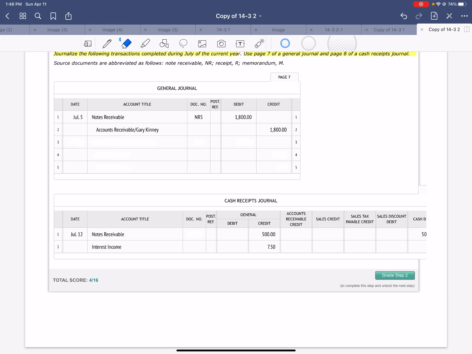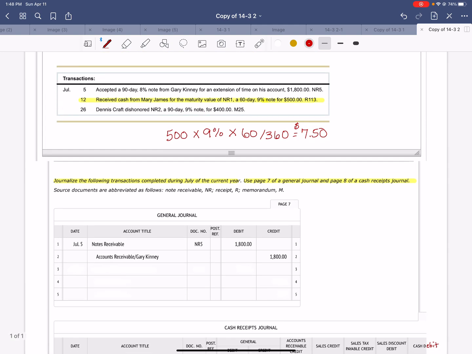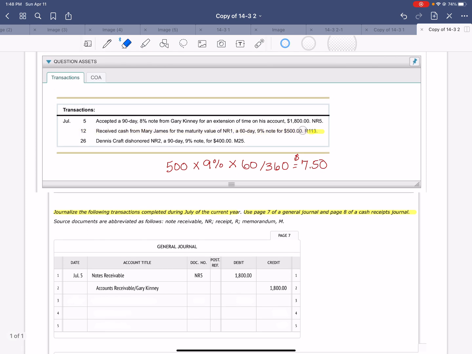How much cash did you receive? You received $500 for the principal plus $7.50 interest, which is the maturity value. And for some reason, this cash debit column was cut off, but it is $507.50. Okay, that's receiving cash.